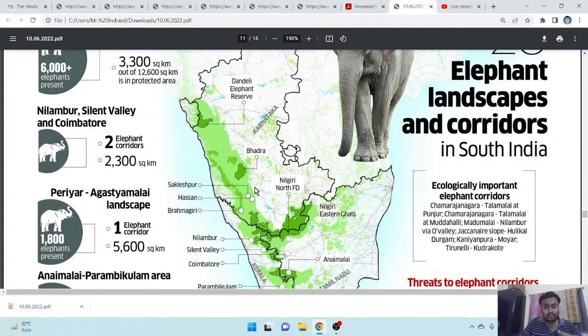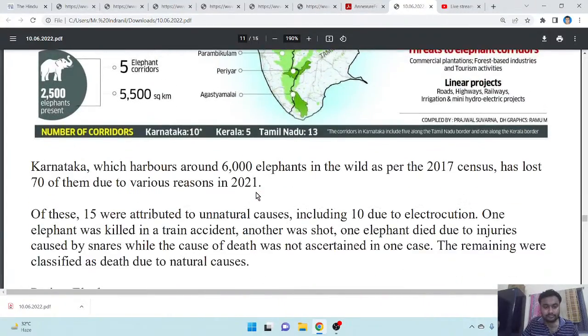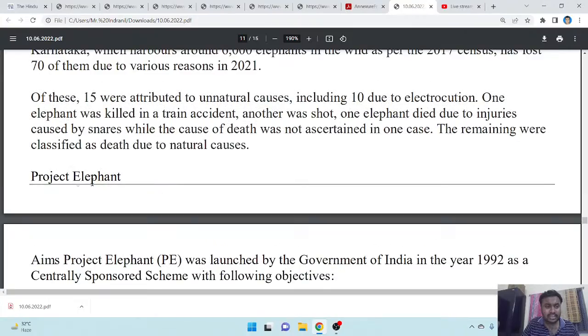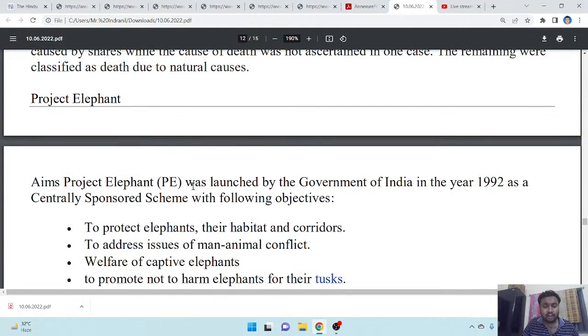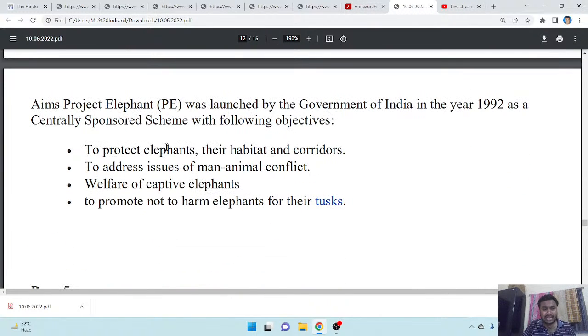So we should take care more of our elephants. Okay, so this is the news. Project Elephant was launched by the government of India in 1992 to protect elephants, their habitat and corridors. Corridors means there is a corridor where elephants move. So we should not build any railway line or road along the elephant corridor.